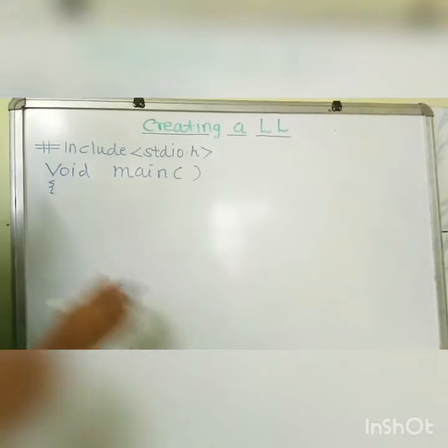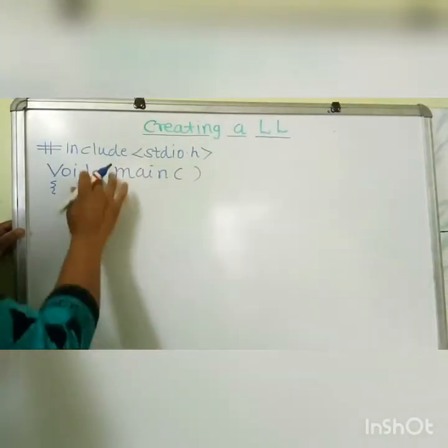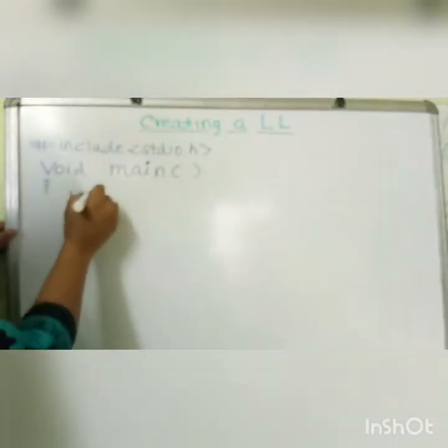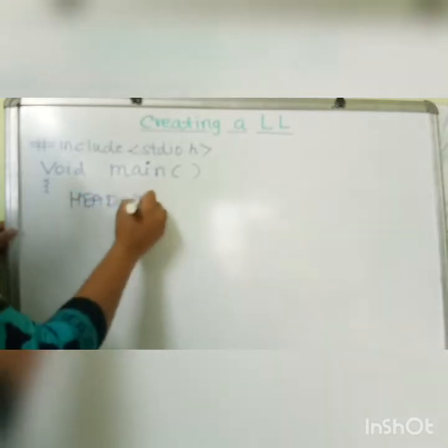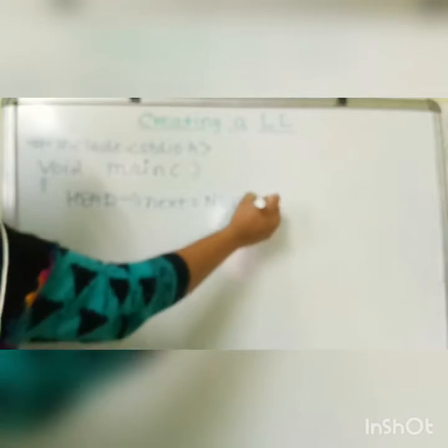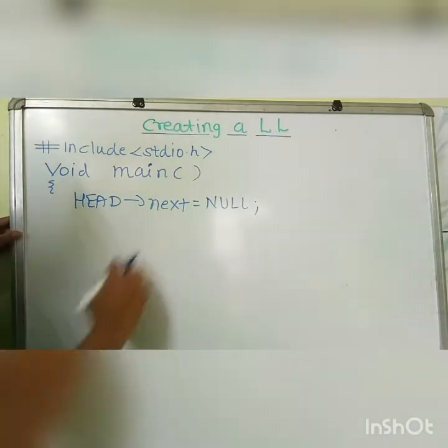So we will perform it like the next section is identified by the next variable name, so we will denote it by head pointer next is equal to null. Try to write NULL in capital always, or you can make it small, but capital NULL would be better.